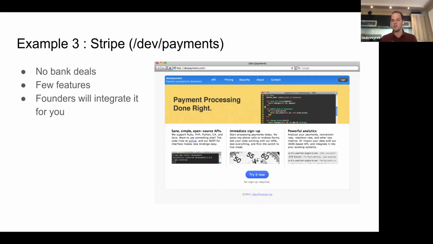And at the beginning, Stripe had no bank deals. They had very few features. That was just, we can do payment processing right. That was just it. And you can sign up, you can get some analytics, but that was just retention rates, conversion rates, and some metrics.